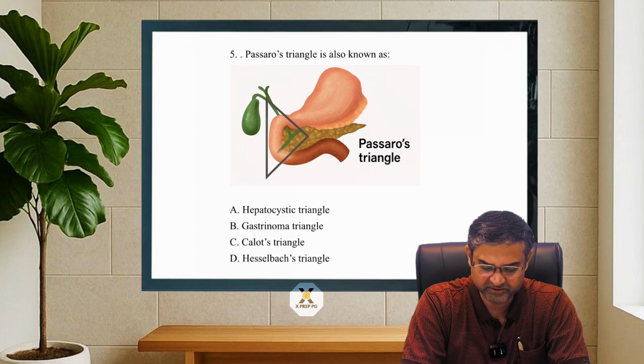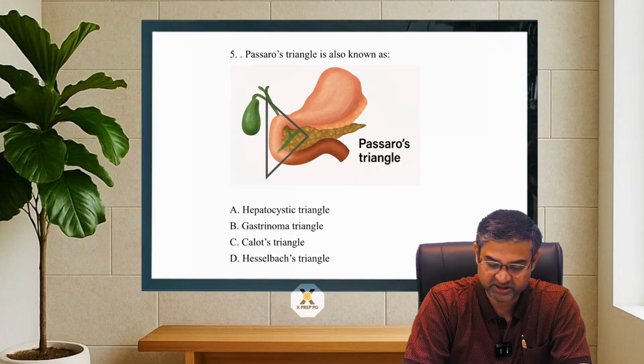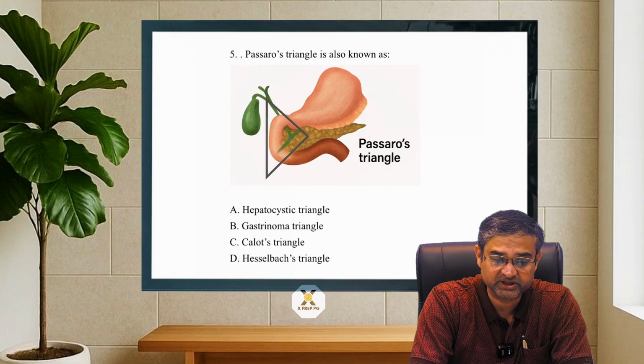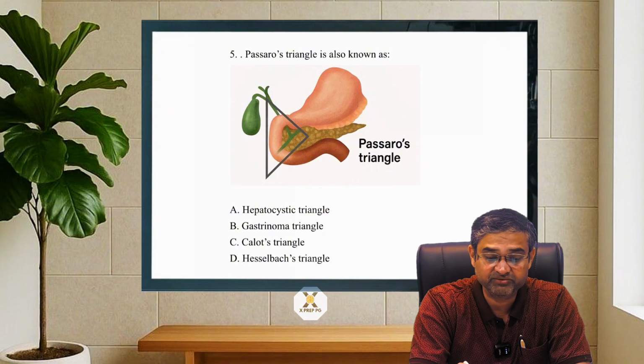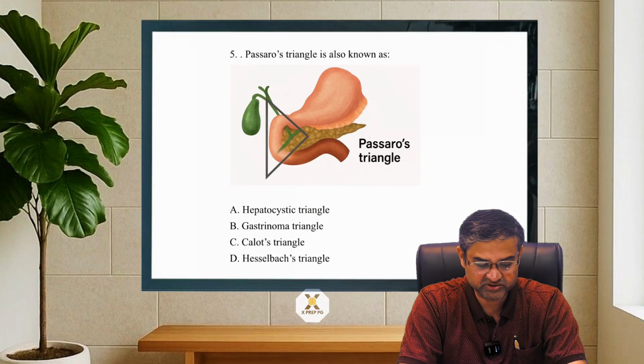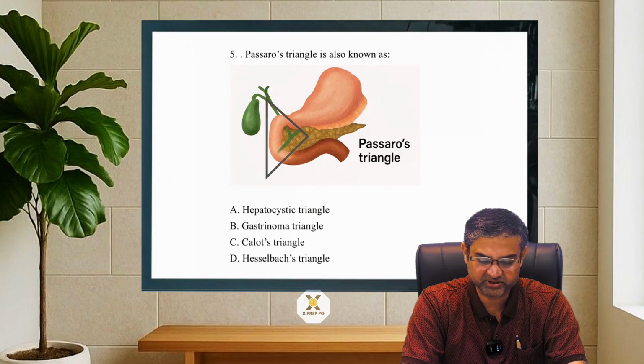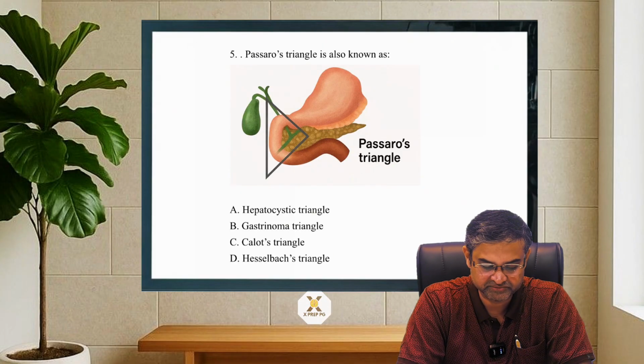You can see it here. Inferiorly, there is second and third part of duodenum. This is second and third part of duodenum. And medially, that is head and neck of the pancreas. This is head and neck of the pancreas. So this triangle is called Passaro's triangle or gastrinoma triangle. The tumor arising from this anatomical region secretes gastrin.